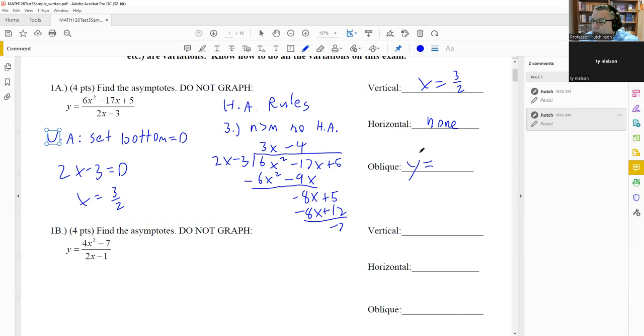So y equals 3x minus 4. And that's going to be the answer for that one.